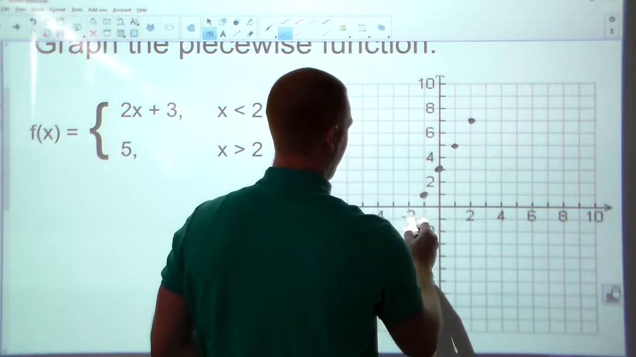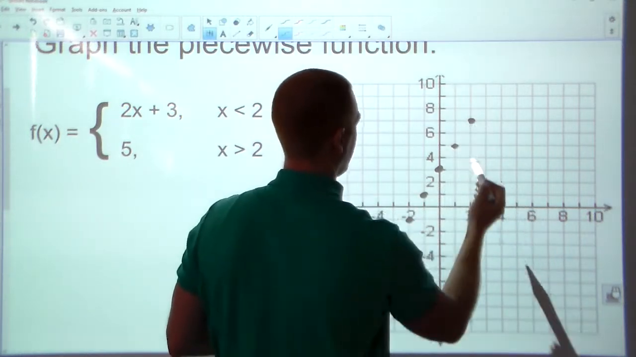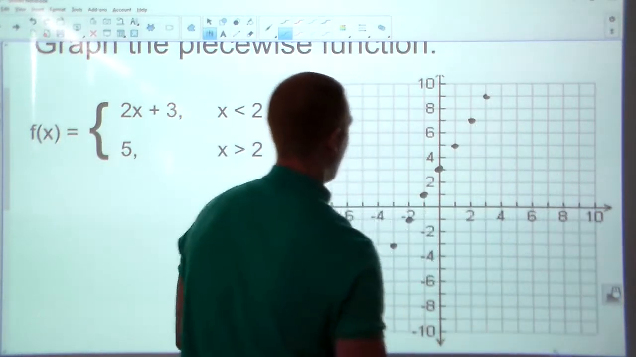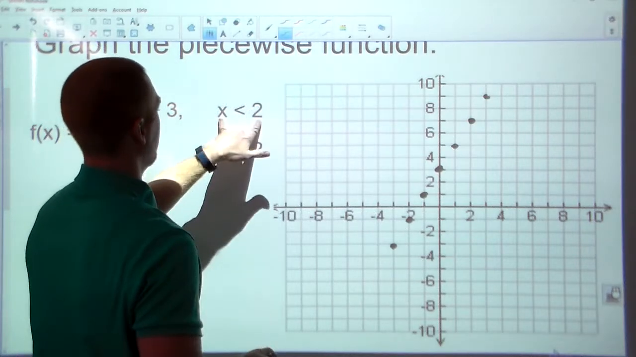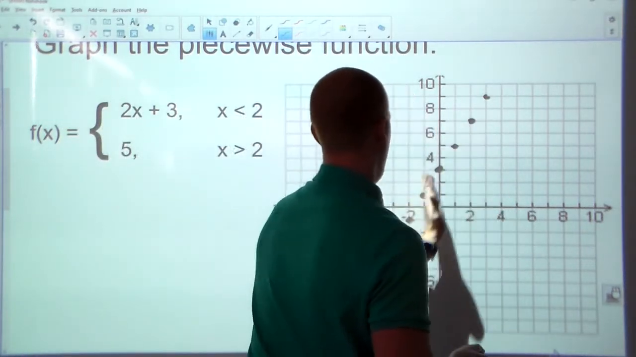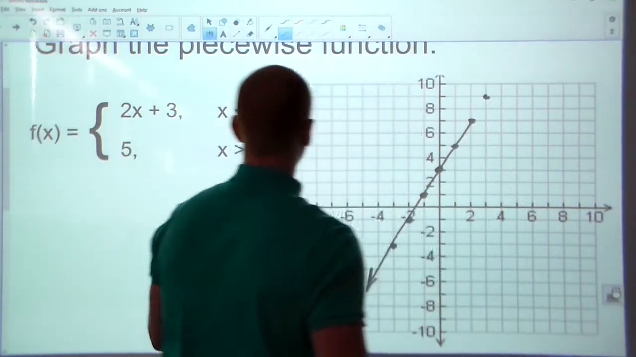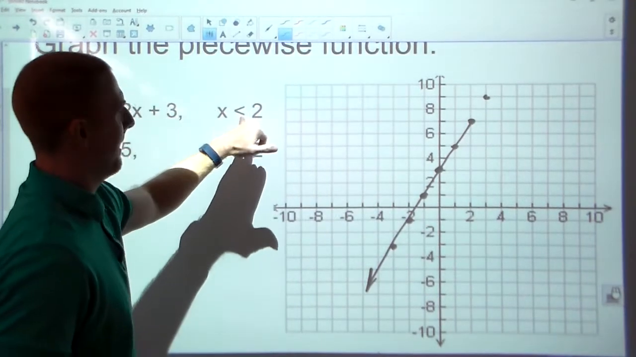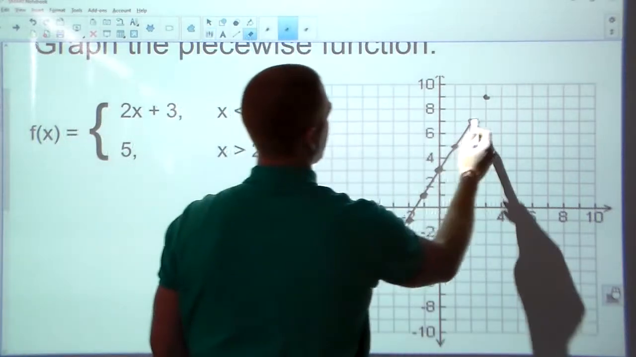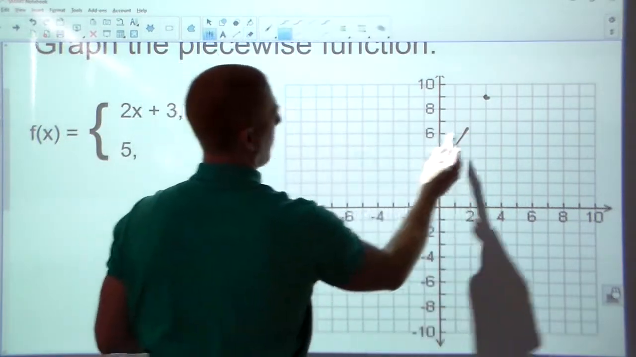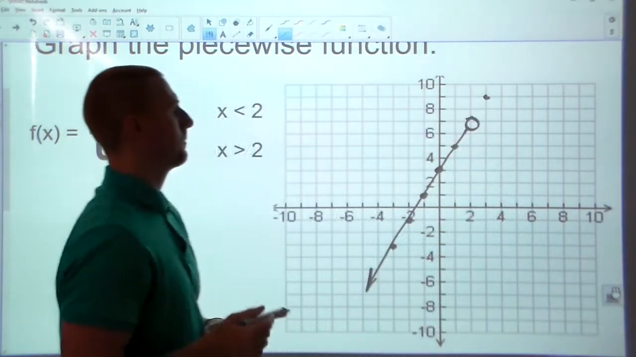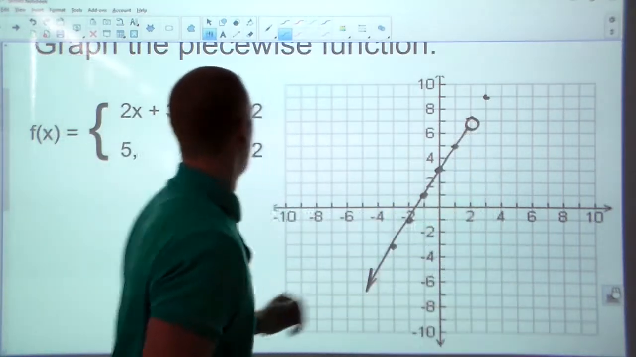All right, and if you can kind of think ahead, I know I'm going to stop at 2, but I could keep going, and that would be fine. But then when I look at my domain restriction, all right, it's from 2 and left, so I need to start here and go this way. And then I need to look at this part too. It's not equal to 2, so I also need to make sure I've got an open circle going on right at 2, when x is 2.